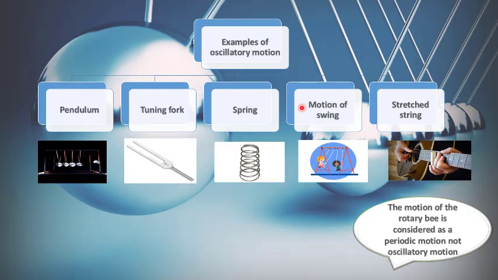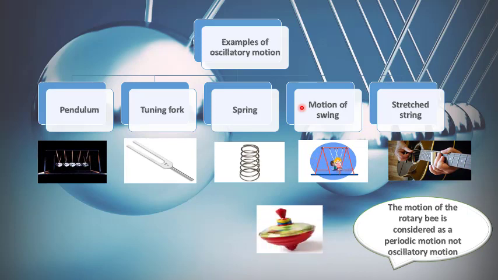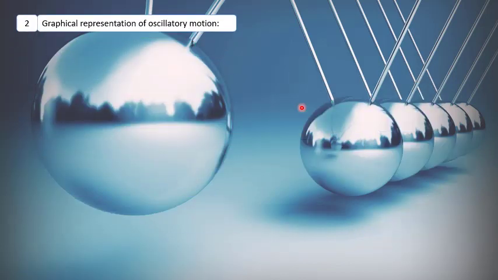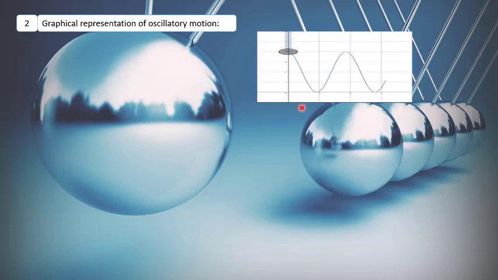Okay. Now we have here an important note. The motion of the rotary bee is considered a periodic motion, not oscillatory motion, because it doesn't repeat around a fixed point, okay, like in oscillatory motion. The graphical representation of oscillatory motion will be like this from the following graph.